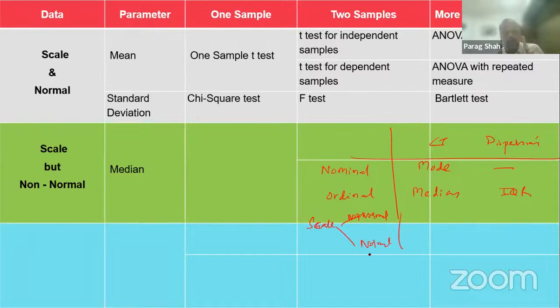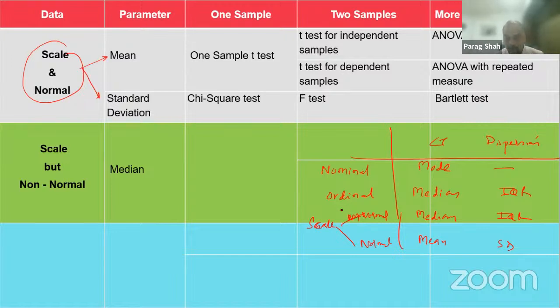If your data is not normal, recollect it. Then again we have to go for median and interquartile range. If it is normal, then only you can go for mean and standard deviation. So now you can see when the data is scale and normal, then only we can go for mean and standard deviation.